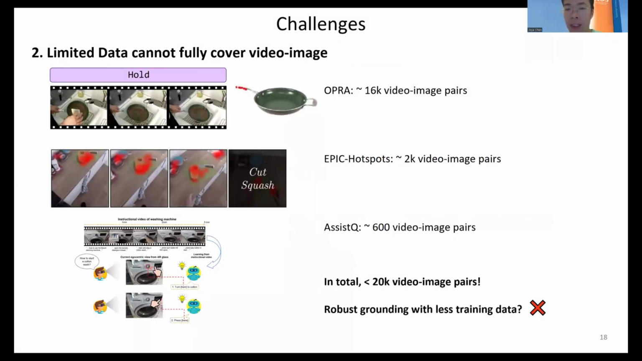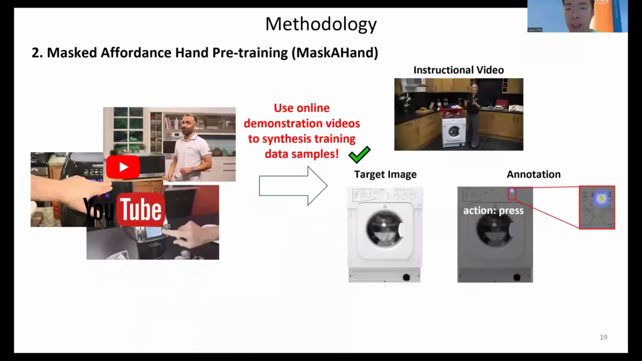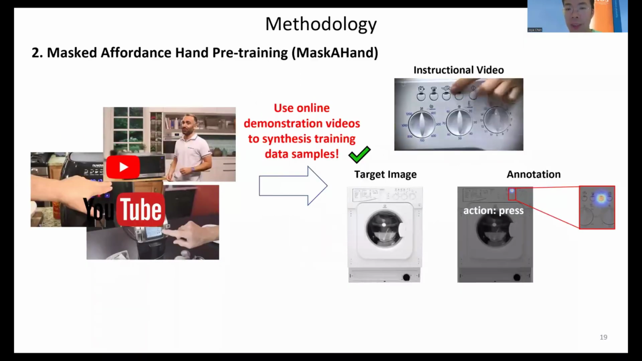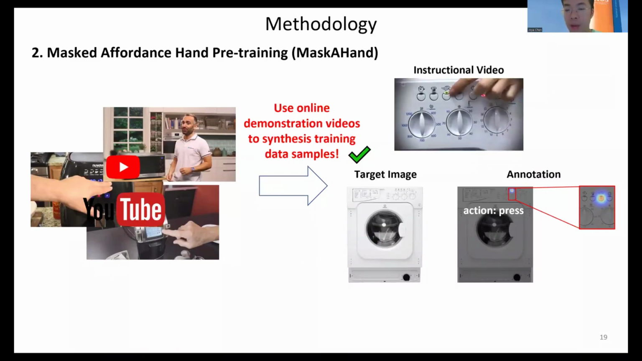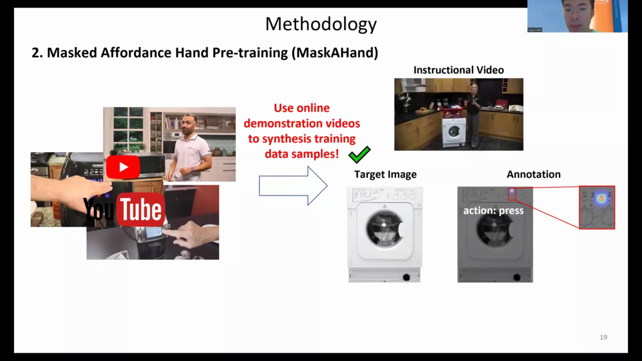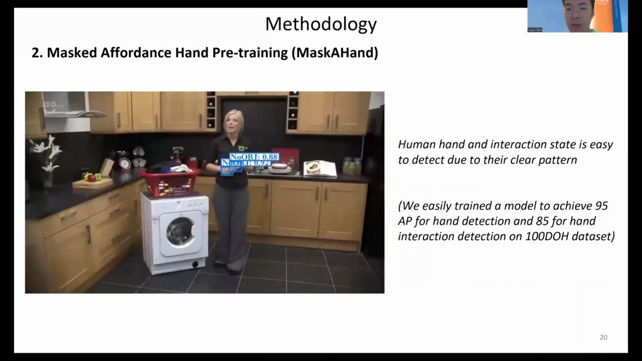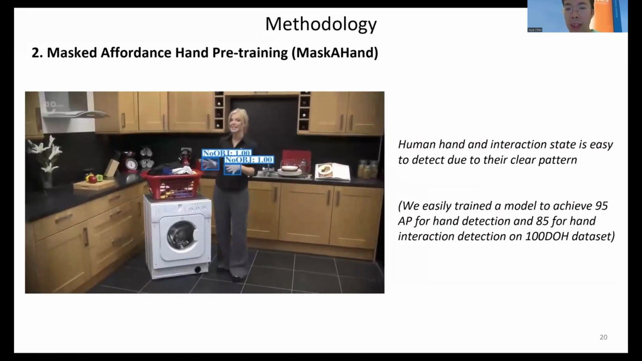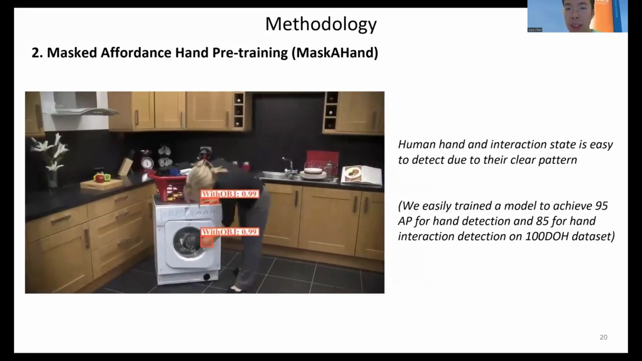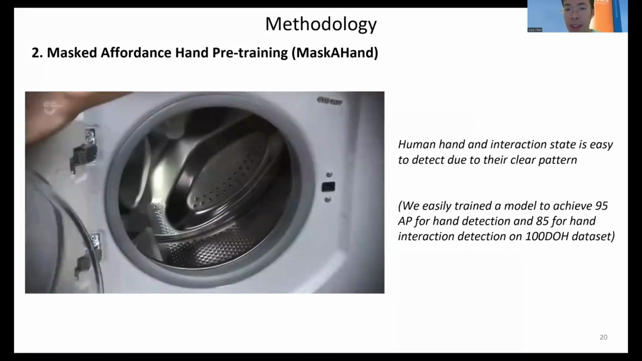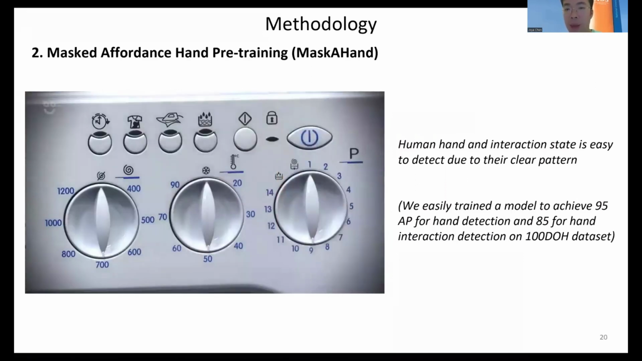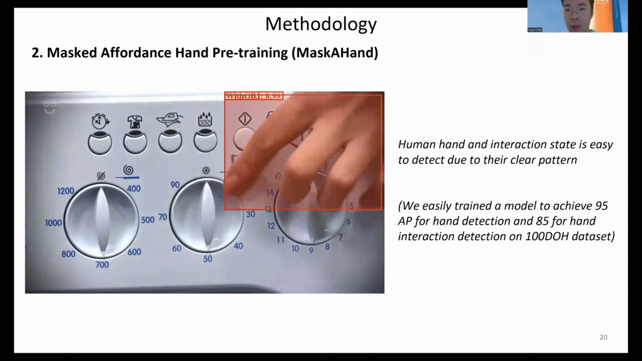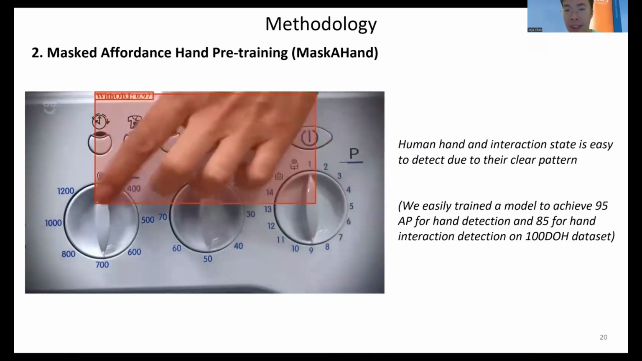Remember, we still have a challenge of the limited data. Our idea, mask ahead, is using online demonstration video to synthesize training data samples so that the network can learn from this data to improve the grounding ability. The first step of mask hand is to train a strong hand interaction detector. Human hand and the interaction state is easy to detect due to their clear pattern. We easily trained a precise model on the 100-day of hand dataset.